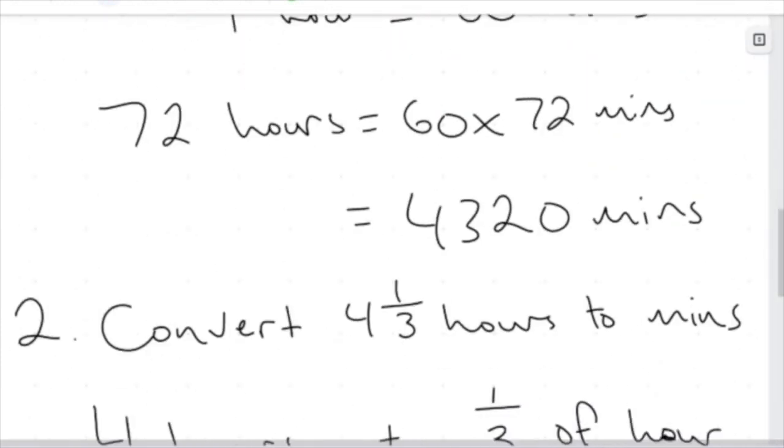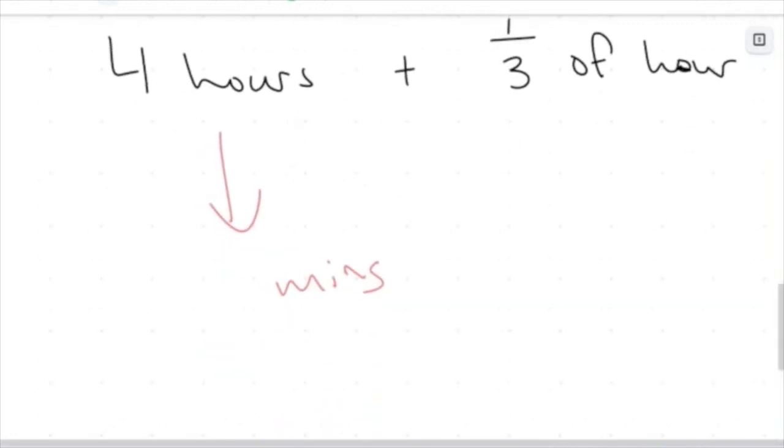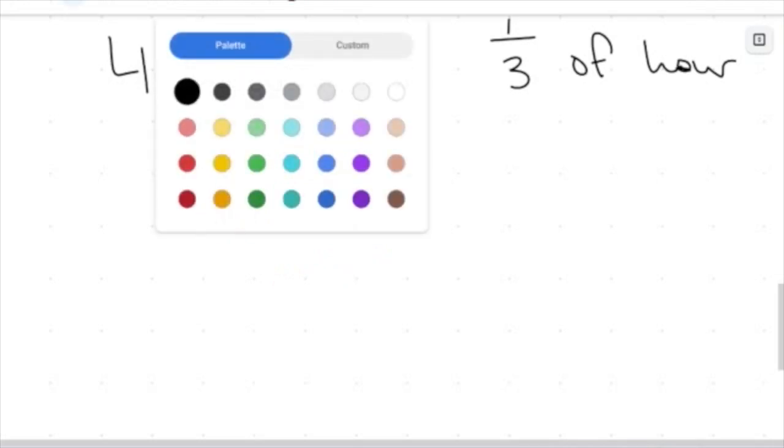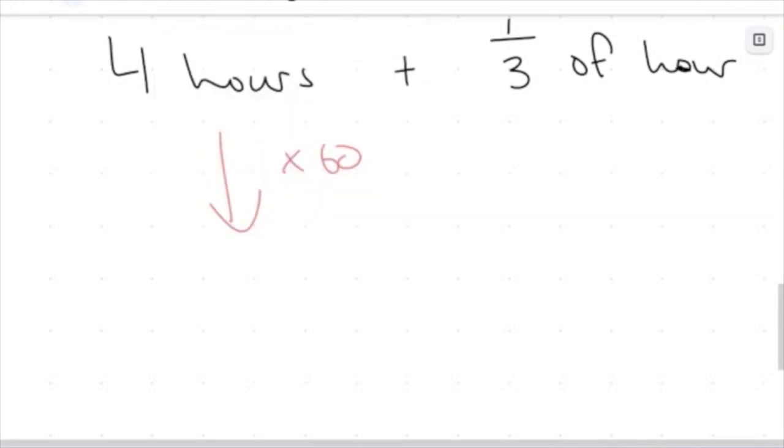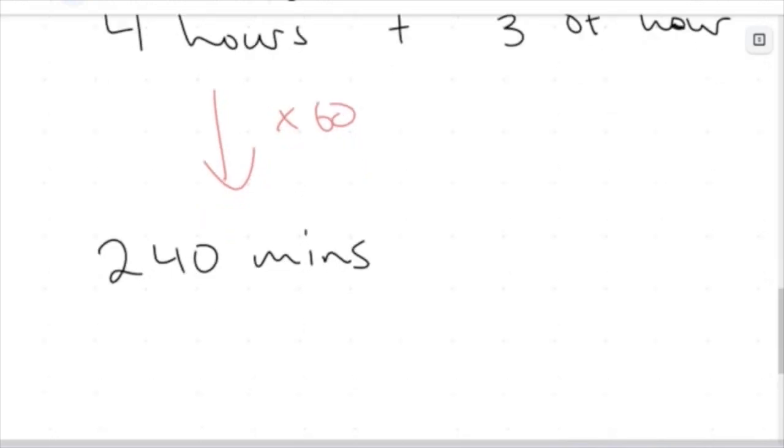So let's go down here. So I'm going to times 4 by 60, which is going to give me 240 minutes. Let me just double check that. I don't trust myself, but it looks about right. That gives me 240 minutes.